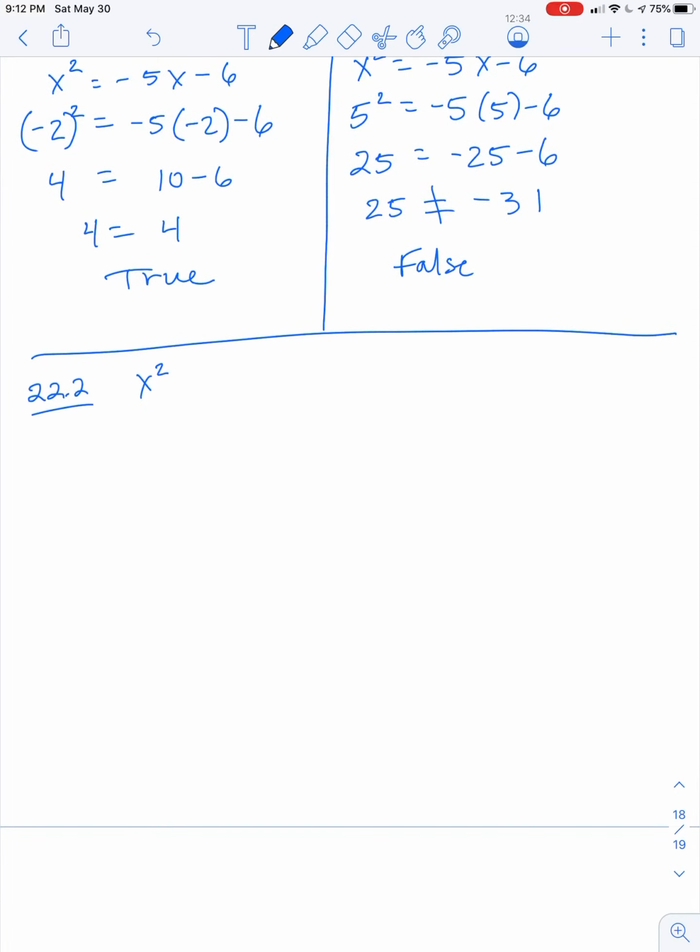All right, let's try 22.2 in your book. So we are given x squared minus 3x equals 10. We are being asked if negative 2 or positive 5, are they roots of the equation?